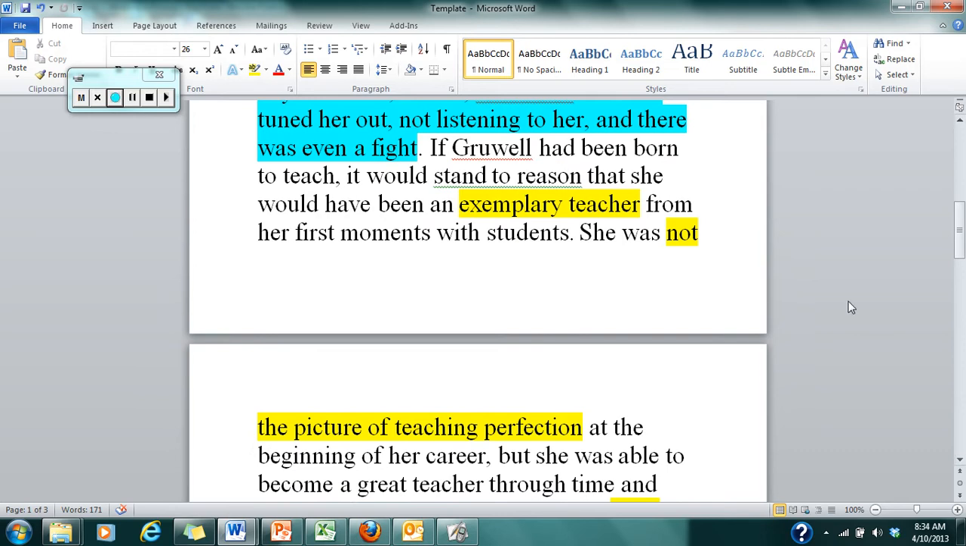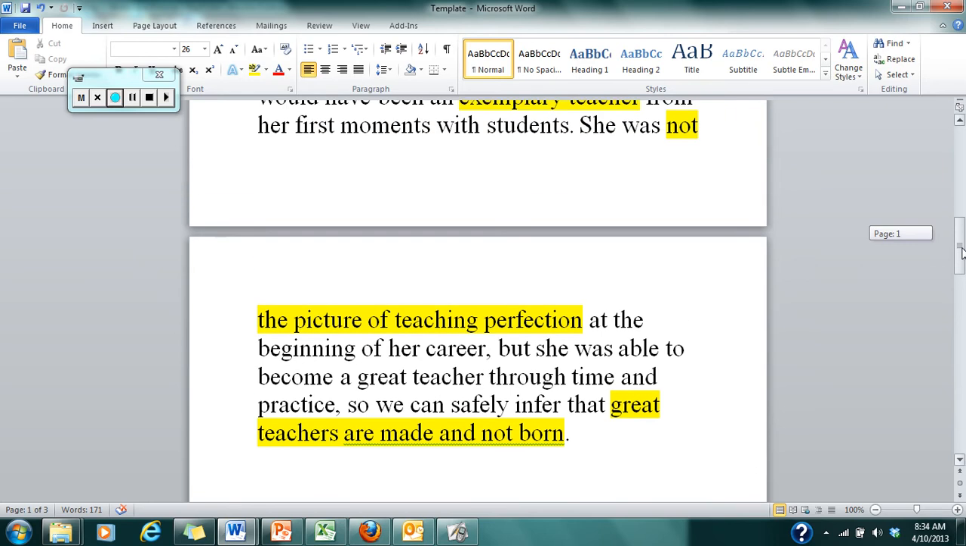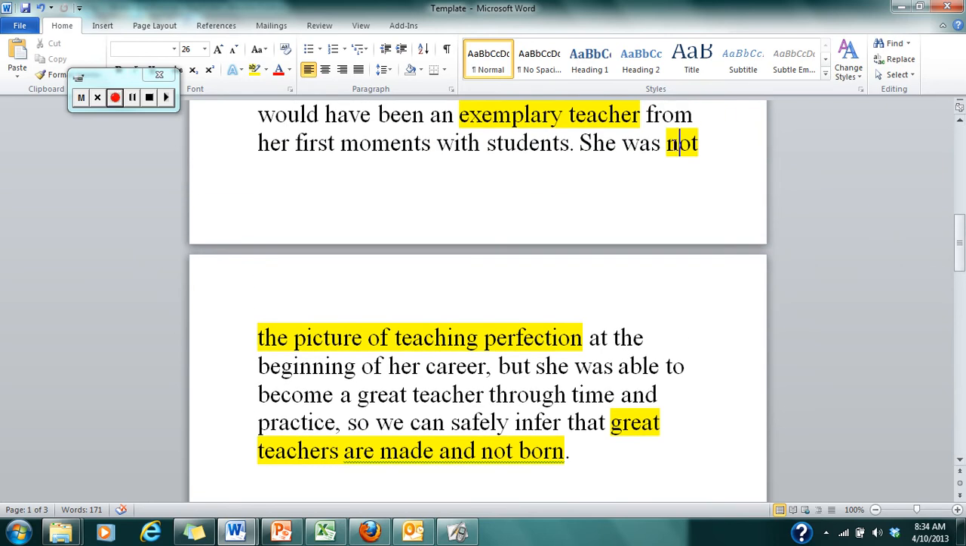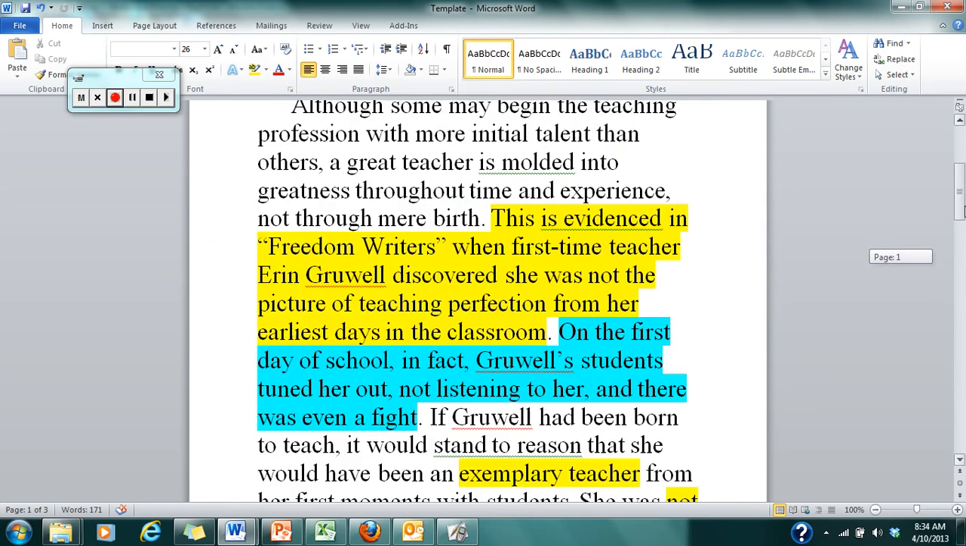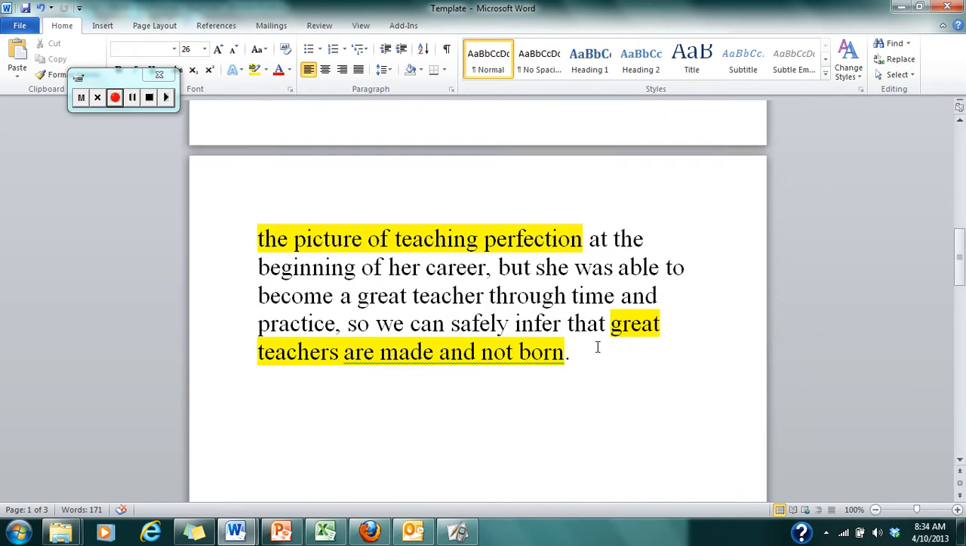She was not the picture of teaching perfection at the beginning of her career, but she was able to become a great teacher through time and practice, so we can safely infer that great teachers are made and not born. And again, I have highlighted in yellow, not the picture of teaching perfection. That is pulled right from this very paragraph. I'm coming right back to it, tying it together, and just using some repeat language, a little trick of the trade, in order to show that I've made a connection here. And then finally, great teachers are made and not born.